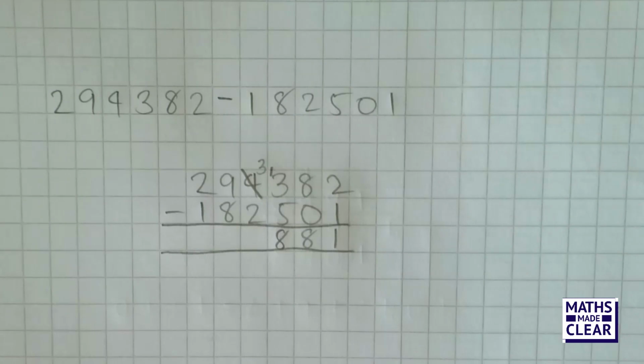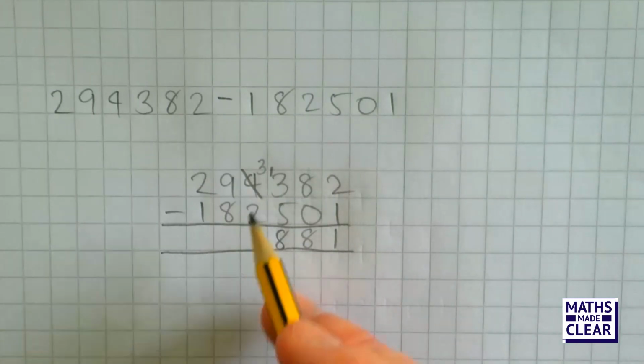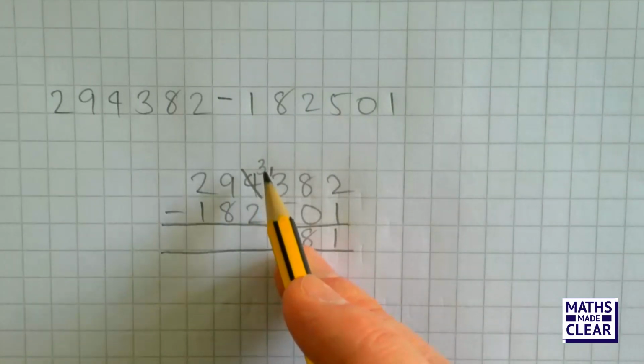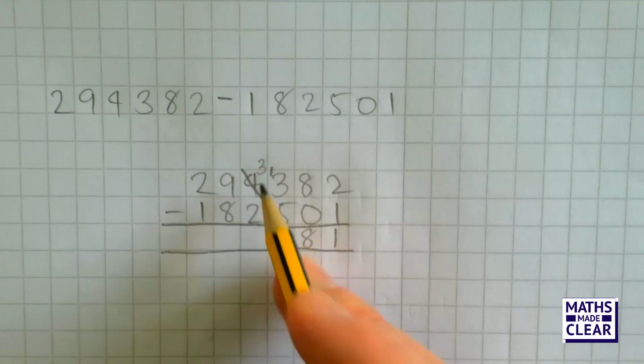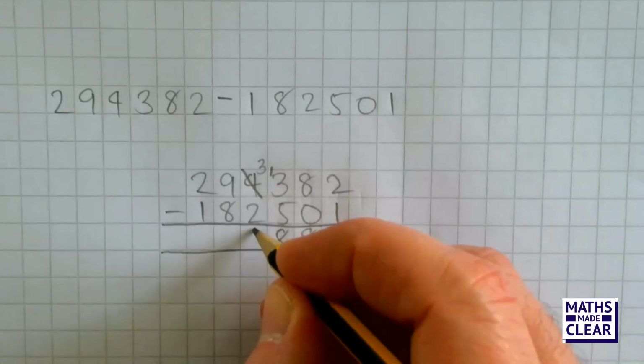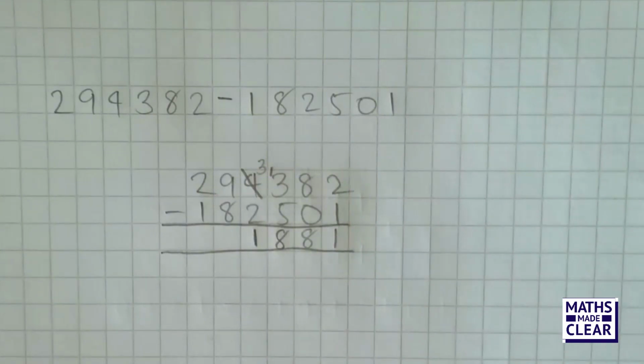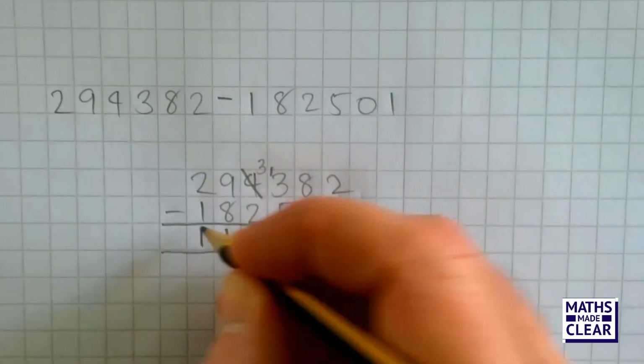Then we move back to the thousands. Well, we don't have 4,000s anymore. Remember, we borrowed one. So now we've got 3,000s. But it's 3,000s take away 2,000s, and that's fine. Then we go to the next column. 9 take away 8 is fine. And then the final column, 2 take away 1 is also fine.